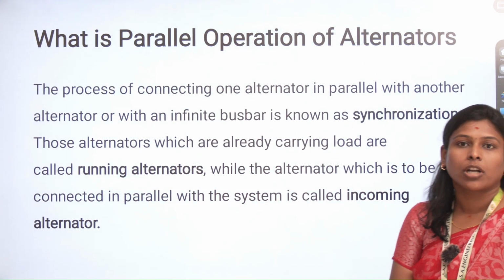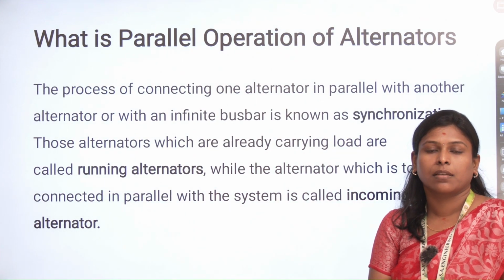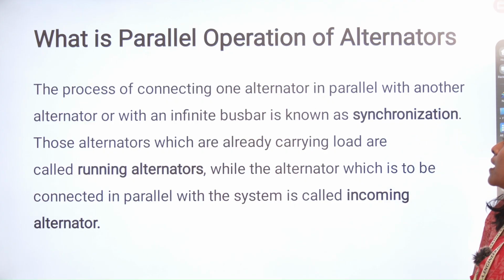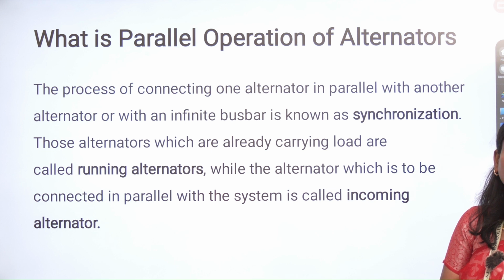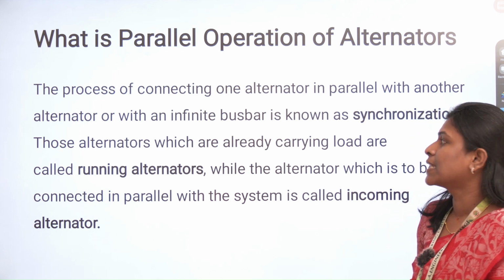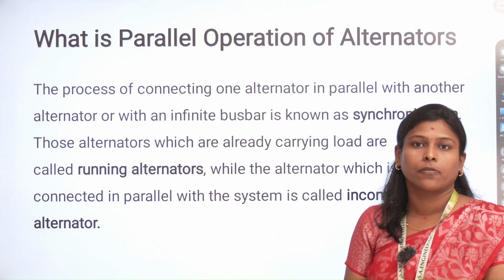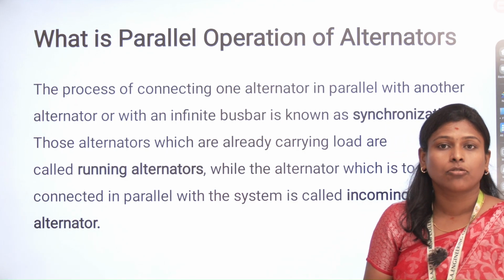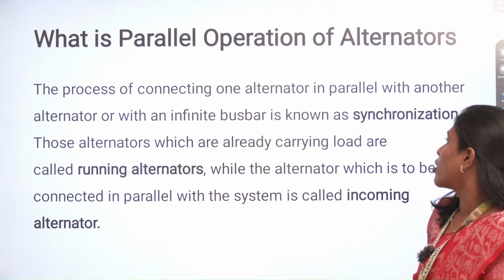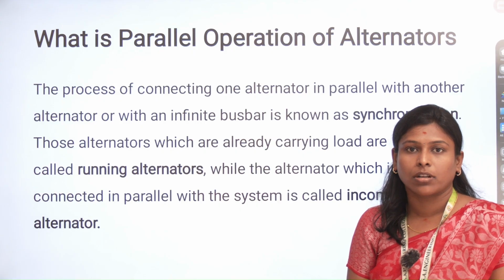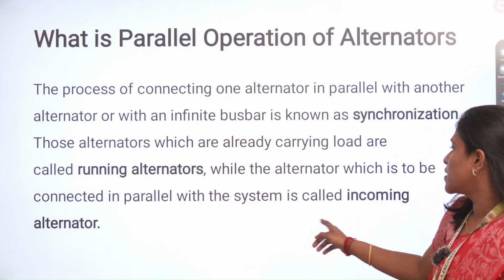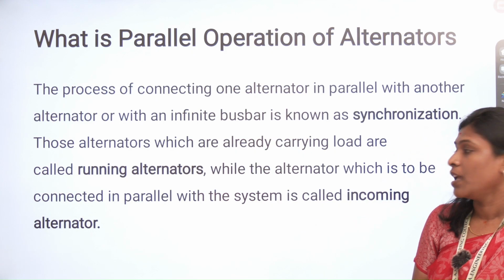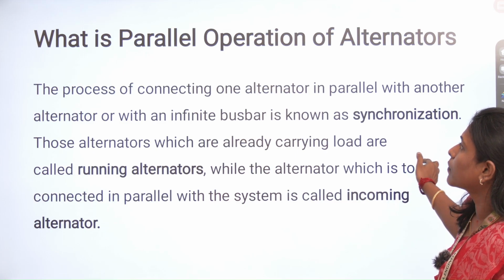Now let's see what is parallel operation of alternators. Connecting one alternator in parallel with another alternator or with an infinite bus bar is known as synchronization or parallel operation of alternators. Here we are using two alternators. The alternator which is already carrying the load is known as the running alternator, and the alternator which is connected in parallel with the system is called the incoming alternator.